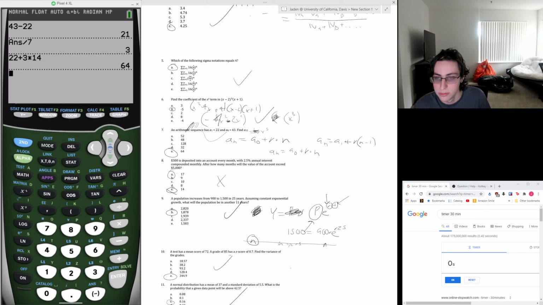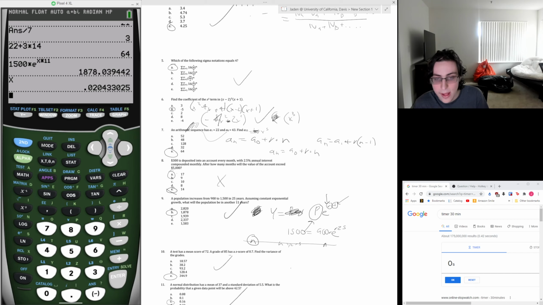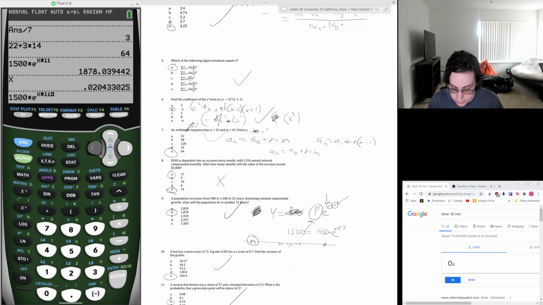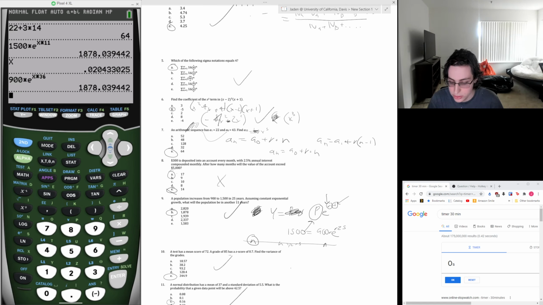So I'm going to quit out of the numeric solver because we don't really need that anymore. 1500 now is the base I'm starting with, times e to the x times 11. Note, we saved what x was because it saves in the numeric solver. And that gives us 1878. Alternatively, we could have done 900 times e to the 11 times, what is that, 25 plus 11, 36. That gives us the exact same result. It's entirely preference which one you want to do. And that's how you do that one.